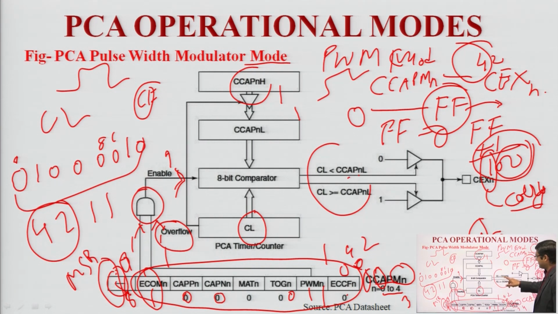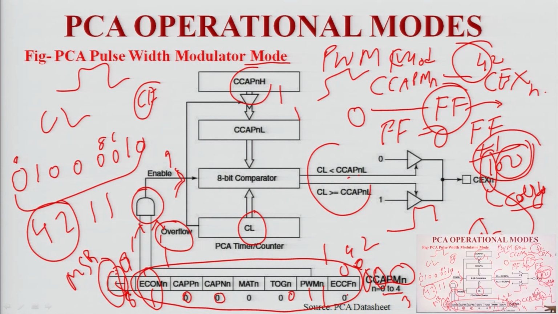When CL is less as compared to the CCAPnL, we are in the low mode. The output associated with the CEXn pin is low, until CL equals the CCAPnL. When it is equal or greater than the CCAPnL, the output goes high and remains so until its maximum value. Okay. So we can say it like that.